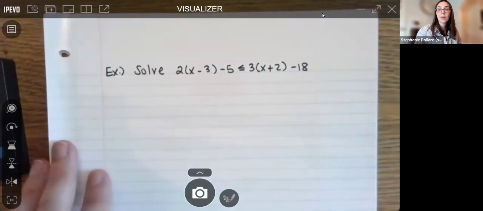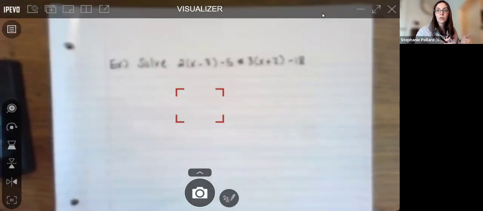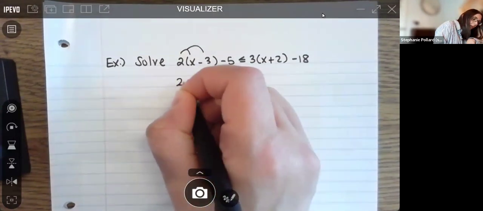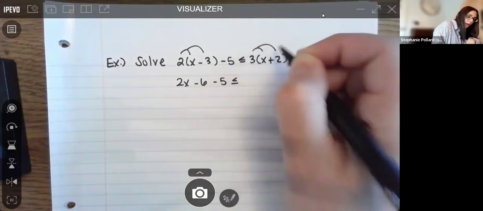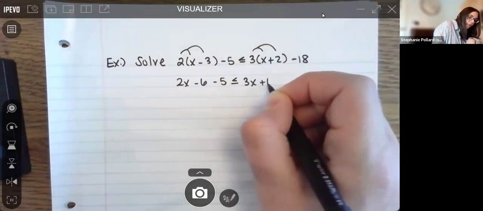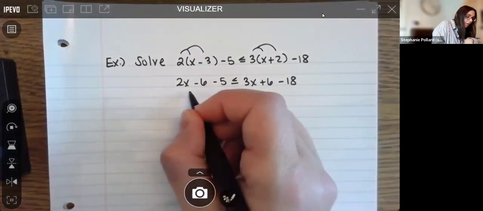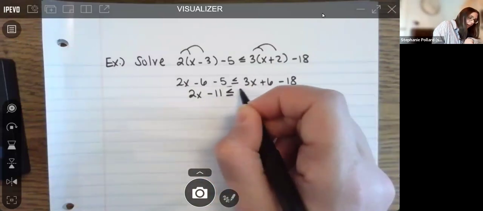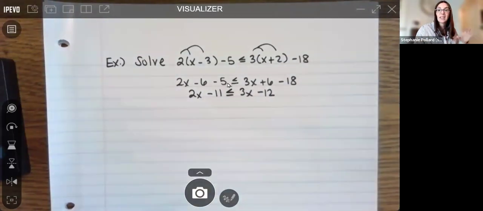All right, again, kicking it up here. So I'm going to start by doing the parentheses and clearing those through. So here I would have 2x minus 6, bring down that minus 5. Next, I'll multiply through by 3, so 3x plus 6, and then I have the minus 18. I'm going to clean up the left side first. I would get a negative 11 here. And then on the right side, 6 minus 18 would be negative 12. So I'm going to, again, clean up as much as I can before I start moving things around.